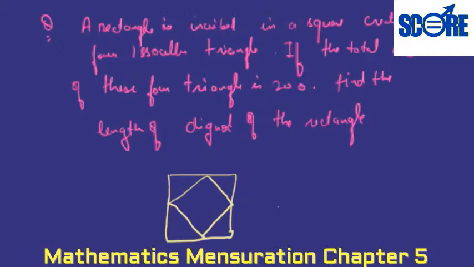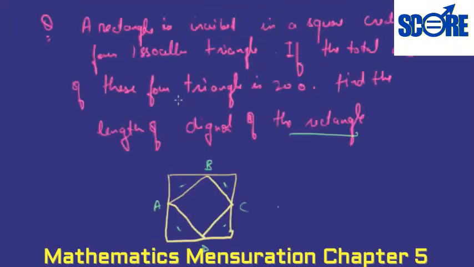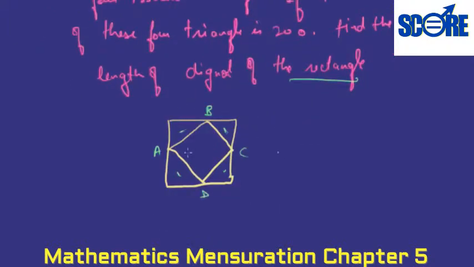Yes, I can see the triangles here. This is a triangle, and it says it's an isosceles triangle. Now, if the total area of these four isosceles triangles is 200, we have to find the length of the diagonal of the rectangle. This is a newly formed rectangle. Let's name this rectangle A, B, C, and D. The cumulative area of the four isosceles triangles is 200, and we have to find the length of the diagonal of the rectangle.